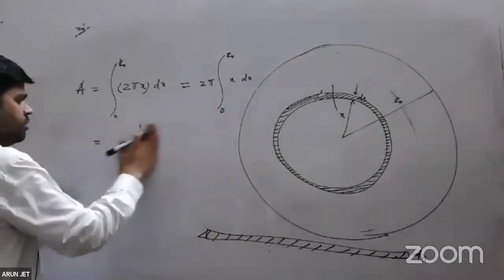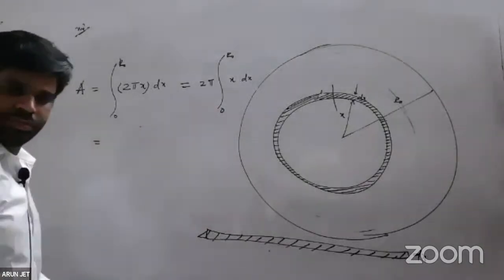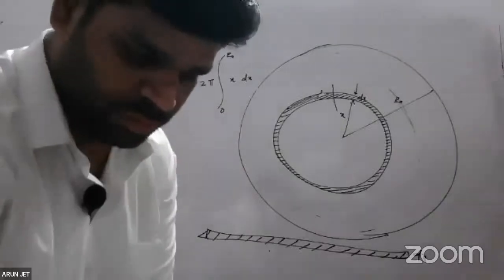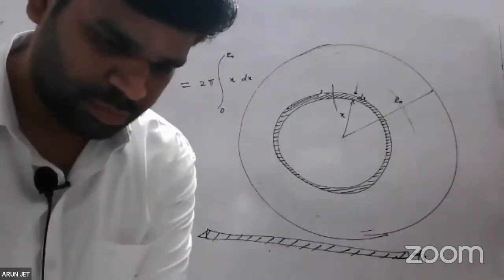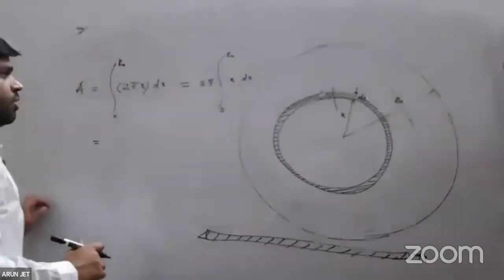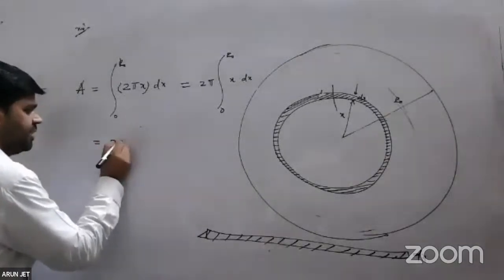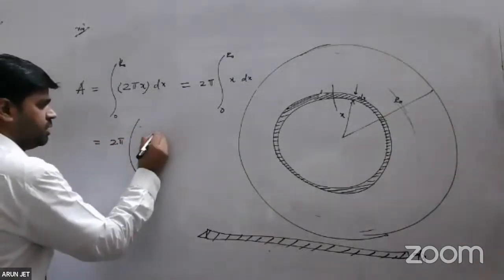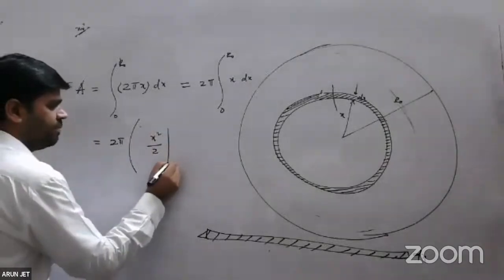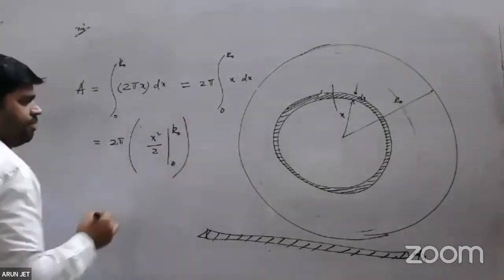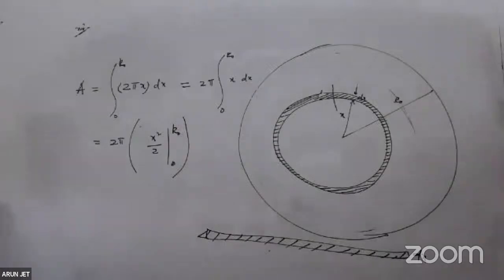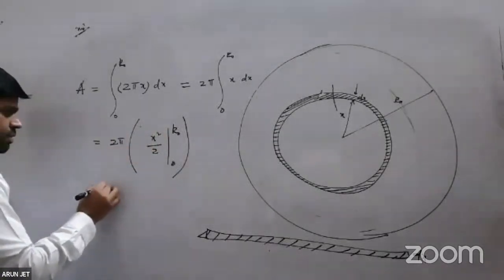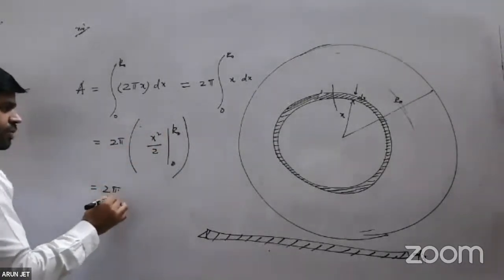X square by 2. 2 pi is constant. Integral x dx is x square by 2 from limits 0 to R. I substitute the upper limit first. 2 pi into R naught, the 2 gets cancelled. Sorry? R naught square.